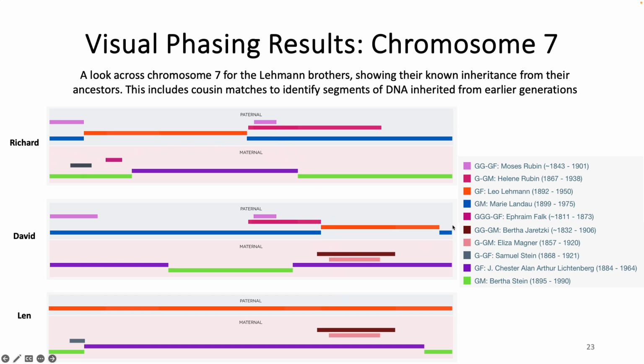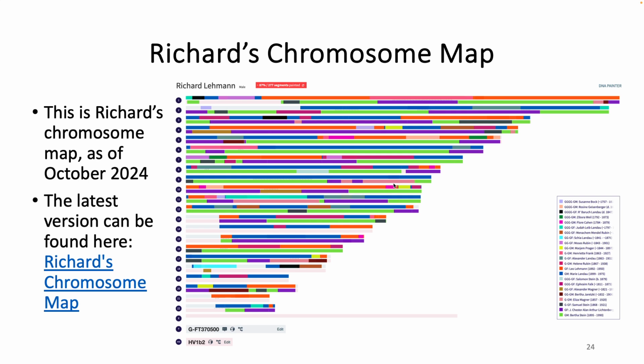In this map, we can see DNA inherited up to the second great grandparents. But for the full chromosome, you can see it at the grandparent level, and then for segments and for portions of the chromosomes, you can go even further back to a great grandparent level, to a second great grandparent, and beyond. So this is, as of October 2024, where we are in terms of Richard's chromosome map.